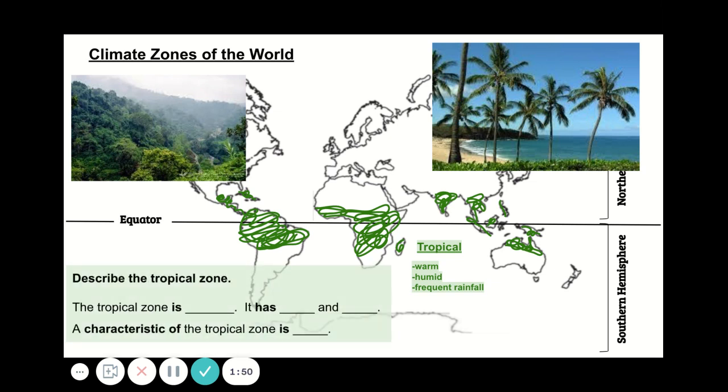Now it's time to grab a buddy or a partner to discuss. And your discussion question or topic is to describe the tropical zone. You might say, the tropical zone is, or it has, or a characteristic of the tropical zone is. If you need more time, please press pause.